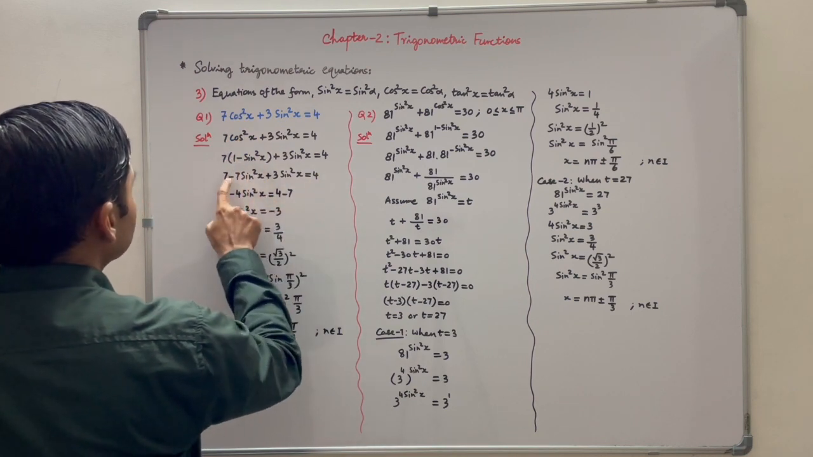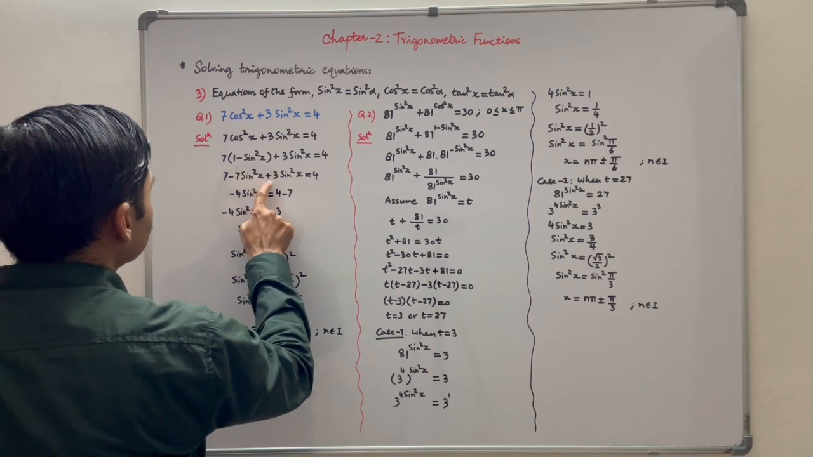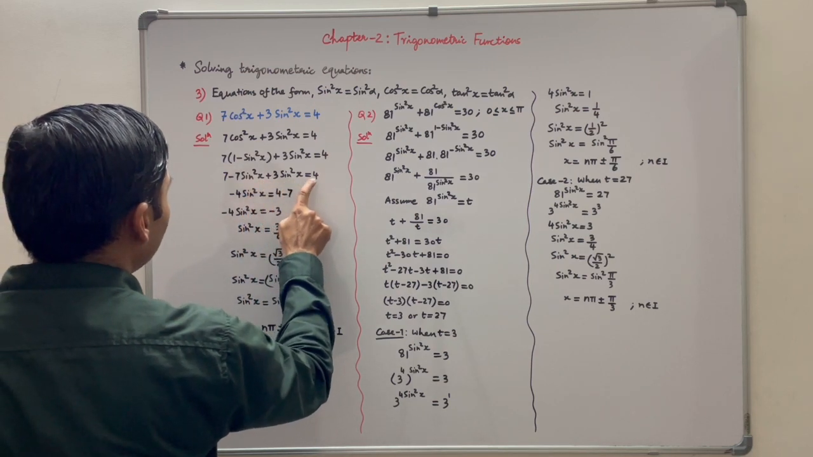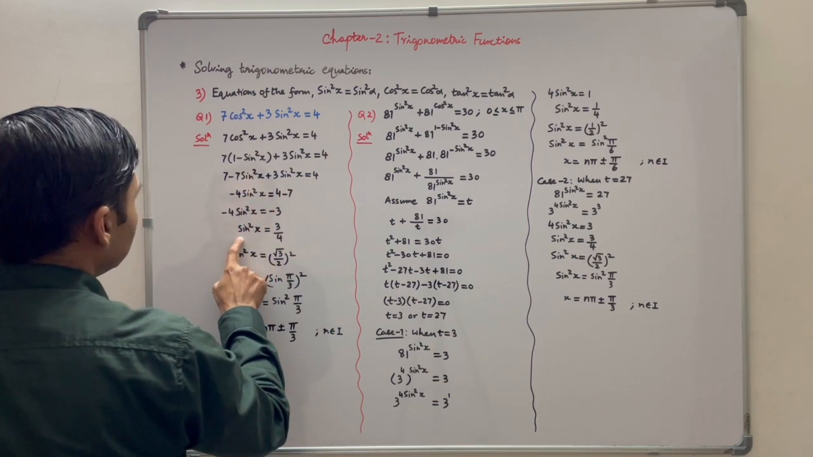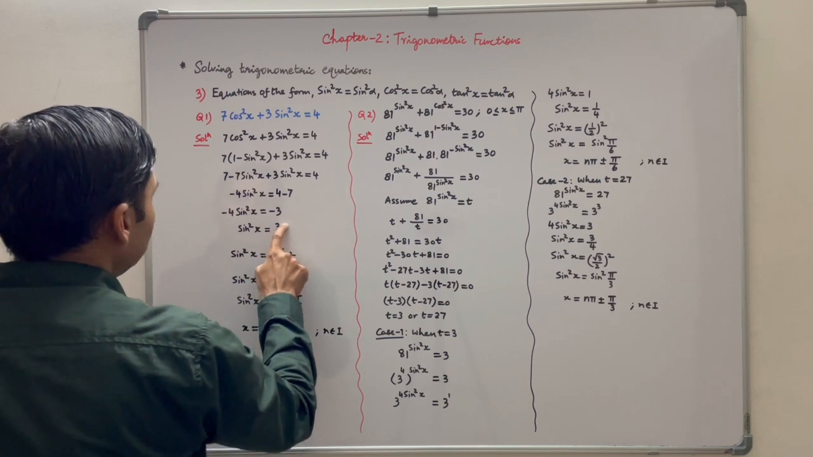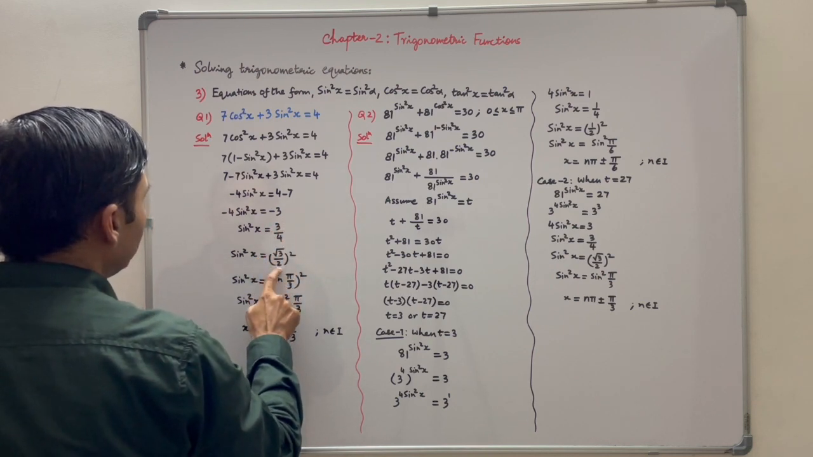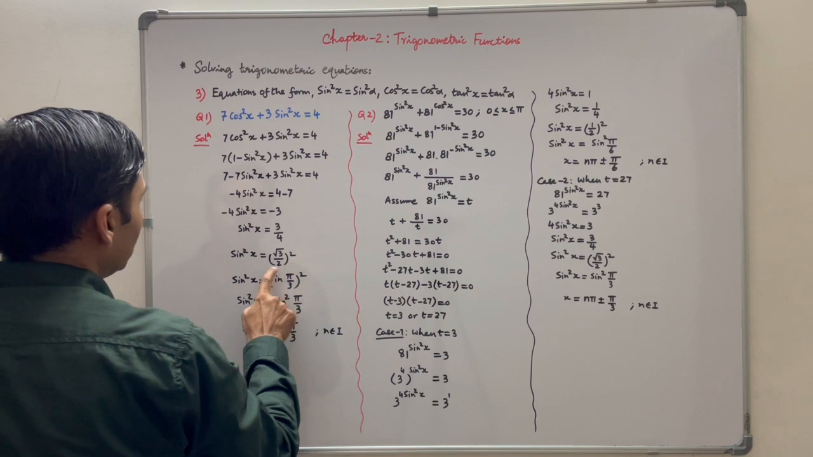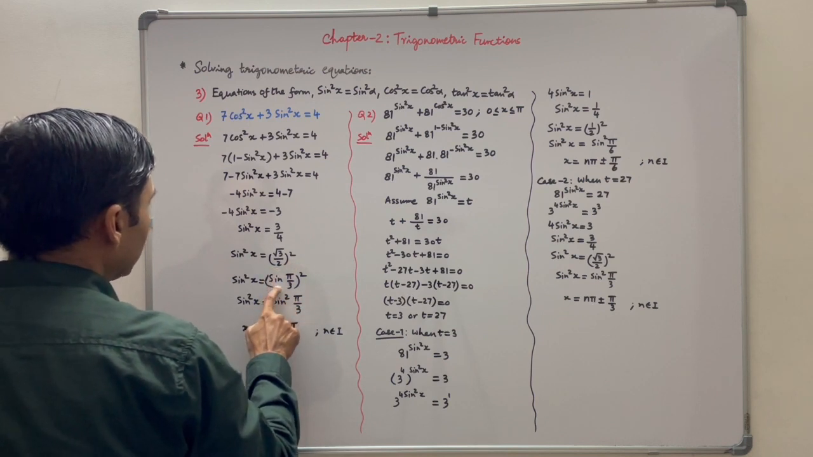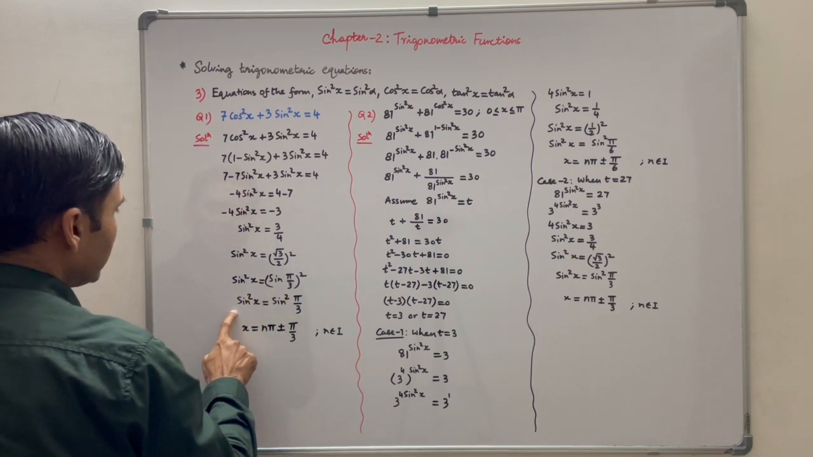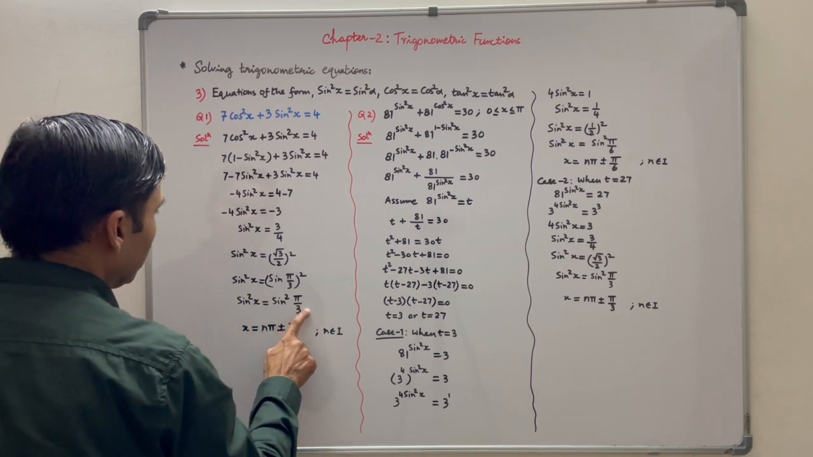So it will be 7 minus 7 sin square x plus 3 sin square x is equal to 4, or sin square x is equal to 3 by 4. 3 by 4 can be written as root 3 by 2 whole square, and root 3 by 2 is the value of sine 60 degrees or sine pi by 3. So sine square x is equal to sine square pi by 3.